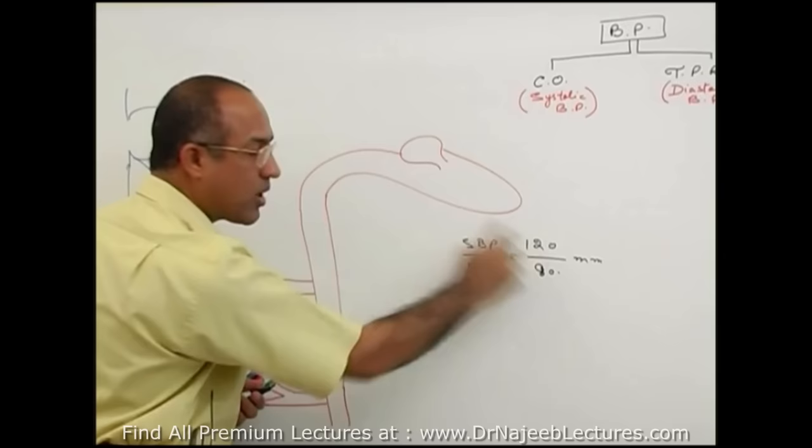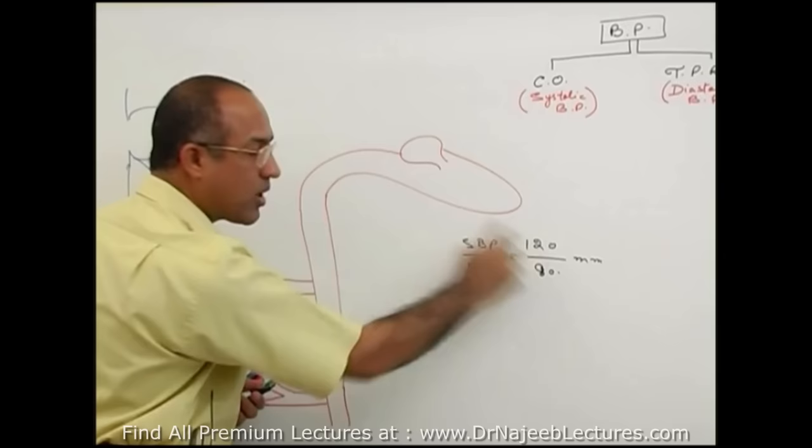Remaining things you must tell. Veins dilate. Venous return is reduced. Ventricular filling is reduced. End diastolic volume is reduced. And contractility is, of course, more you stretch, more you contract. If the ventricle is underfilled, it will contract less. So stroke volume is reduced and cardiac output is reduced and systolic blood pressure comes down.